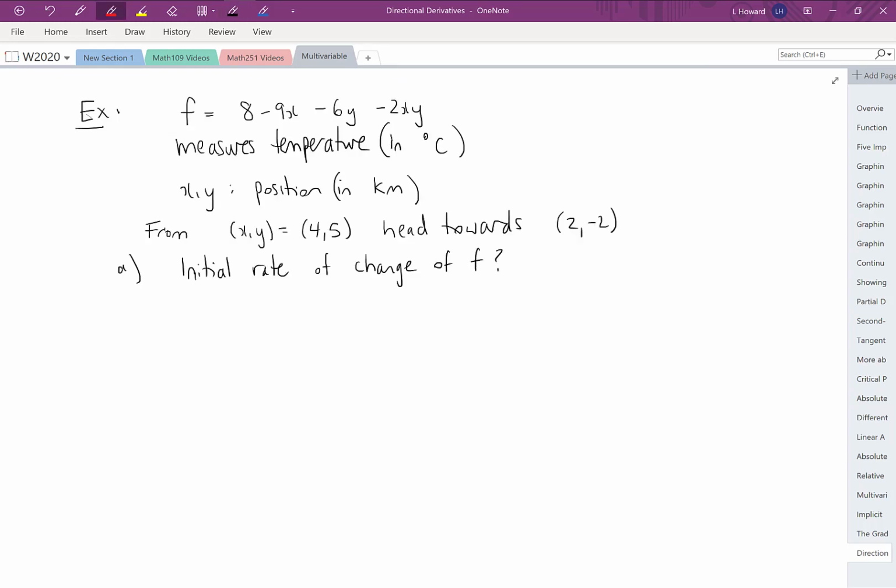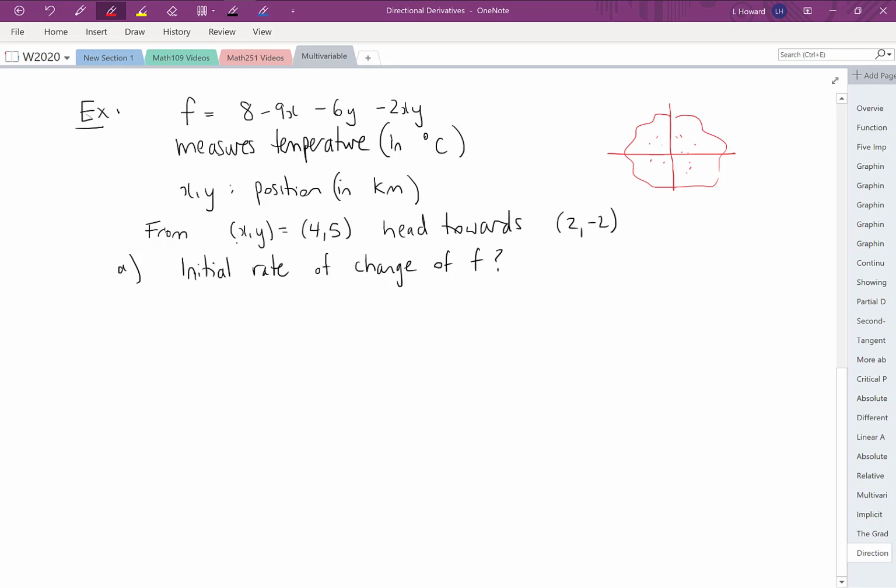Here's our first example where we're going to practice the directional derivative. Let's say that we've got a function which involves x and y, and this measures temperature. Temperature will be measured in degrees Celsius, and x and y are our position. They're going to be measured in kilometers. So this could be something like a city built on very flat ground. We've got this region of the xy plane that we care about, and we're interested in measuring temperature at all these different points in the city. For example, that could be our context.